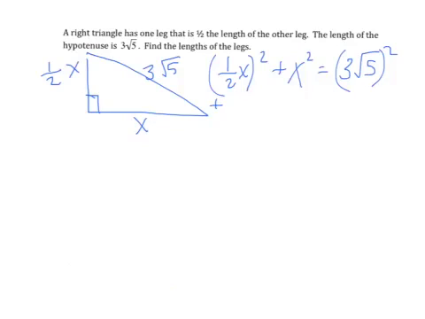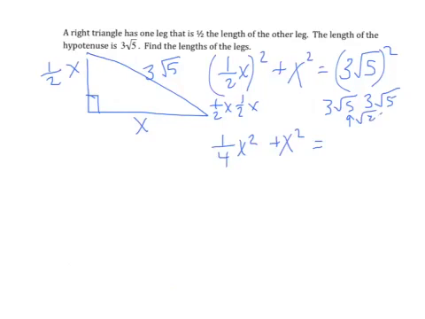Well, half an x times another half of an x would be 1/4 x squared. And then plus x squared. And 3 times the square root of 5 times 3 times the square root of 5 is 9 times the square root of 25, which is 9 times 5, which is 45. So now I would have 1.25x squared equals 45.